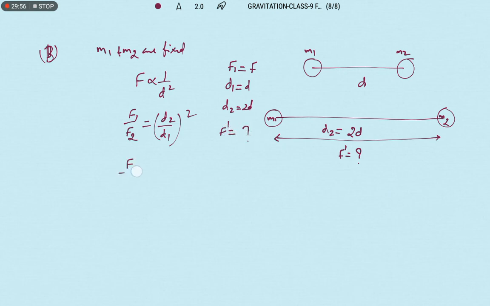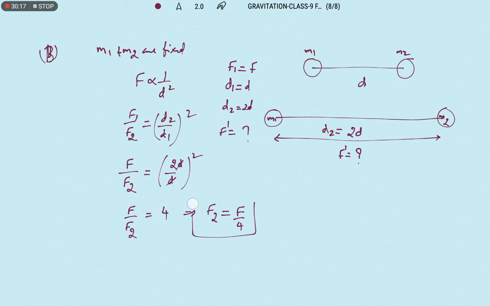So f by f2, 2 times d in the place of d2, and in the place of d1 is d, whole square. So d cancels. So f upon f2 equals 4. Therefore f2 we can write as f by 4. That means the force decreases by 4 times.